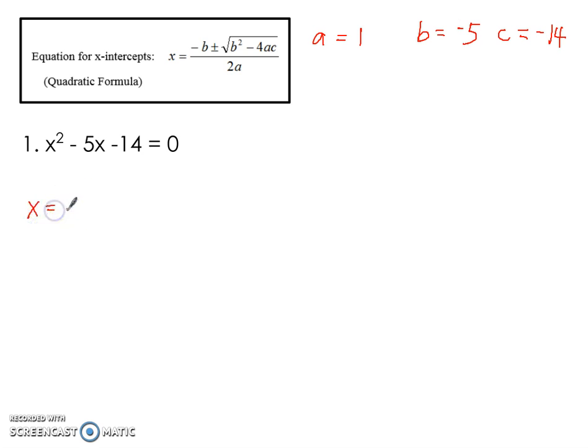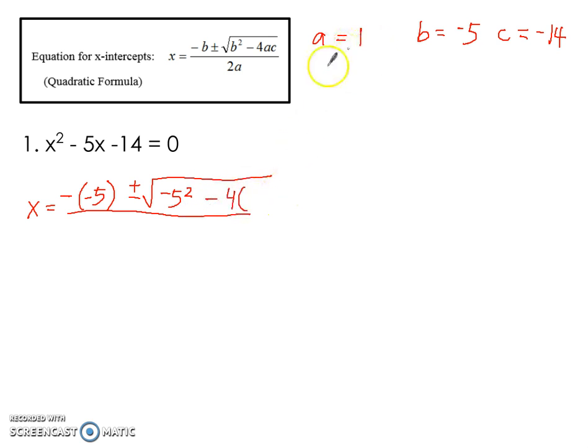So I have x equals, and I do the square root. I'm sorry, not the square root. I'll do my line here: the opposite of negative 5, plus or minus the square root of negative 5 squared minus 4 times 1 times negative 14. Right? And you're wondering, where did I get these numbers from? I got them right from our equation, in which I put my values up here. And then on the bottom I have 2 times a, which is 1.